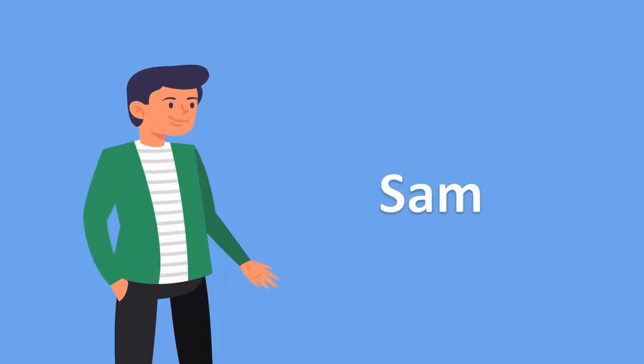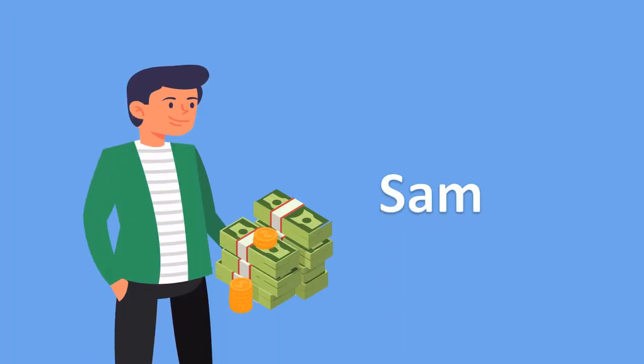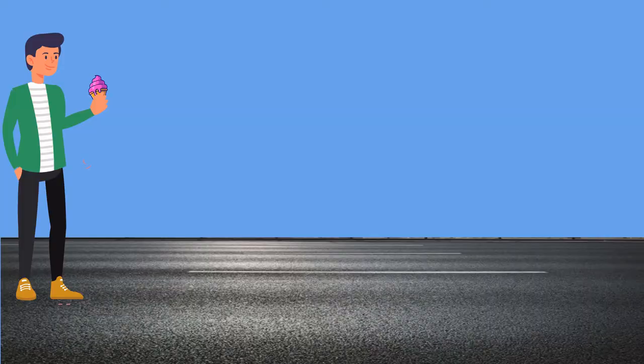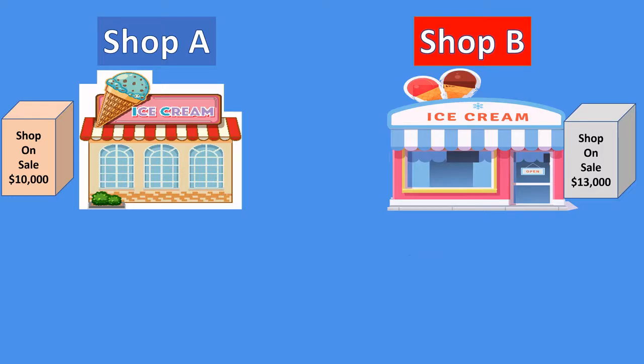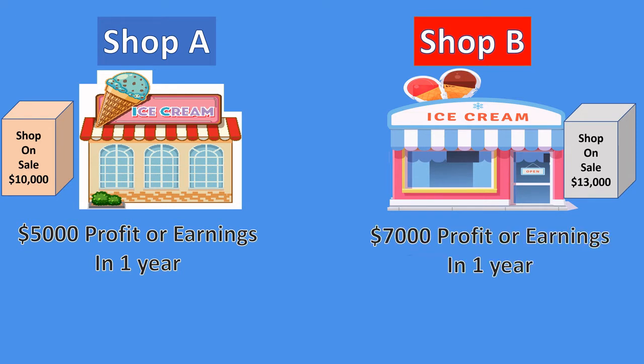Let's meet Sam. Sam has got some money that he would like to invest. Sam loves ice cream, and he plans on purchasing an ice cream shop. As he walks down the street, he finds not one, but two ice cream shops on sale. Shop A is on sale for $10,000 and has made $5,000 profit or earnings in 1 year. Shop B is on sale for $13,000 and has made $7,000 profit or earnings in 1 year. Which of these ice cream shops should Sam buy?